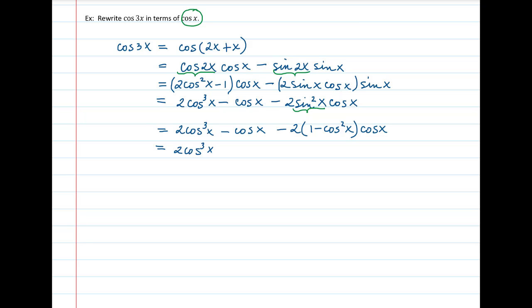The rest is just simplifying and rearranging the terms, cleaning it up a little bit. We go ahead and distribute the 2 and the cosine of x, and we get those terms in here. And finally, I can combine some like terms. So 2 cosine cubed of x plus 2 cosine cubed of x is 4 cosine cubed of x minus 3 cosine of x.